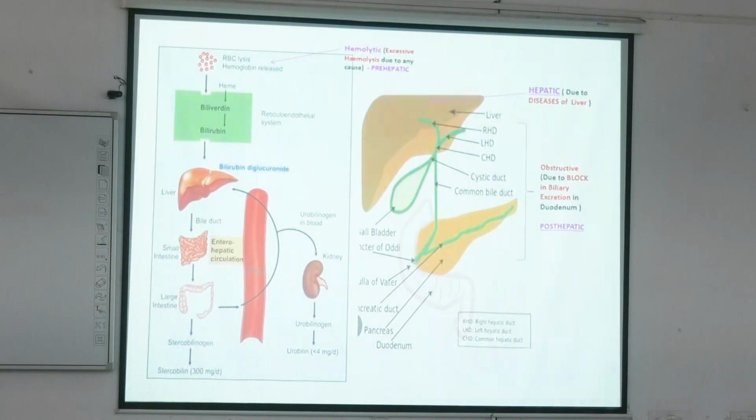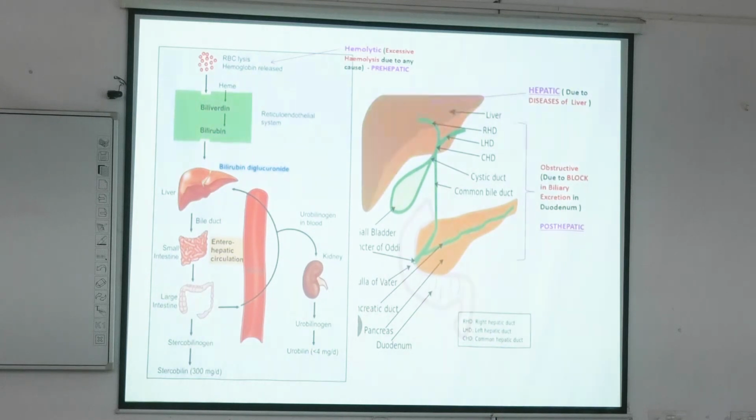So hemolysis due to any cause will cause hemolytic anemia. And since this is occurring before it comes to the liver, it is called pre-hepatic also. So hemolytic jaundice, another name is pre-hepatic, because it is occurring before the liver.